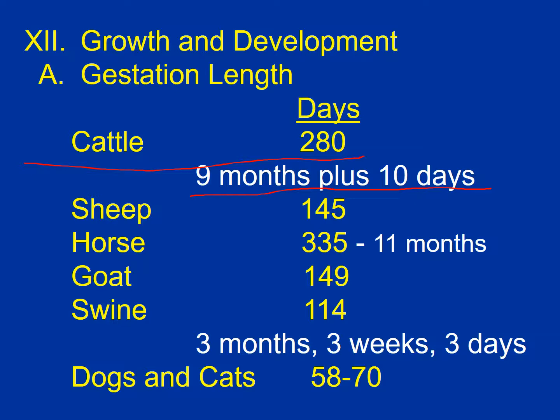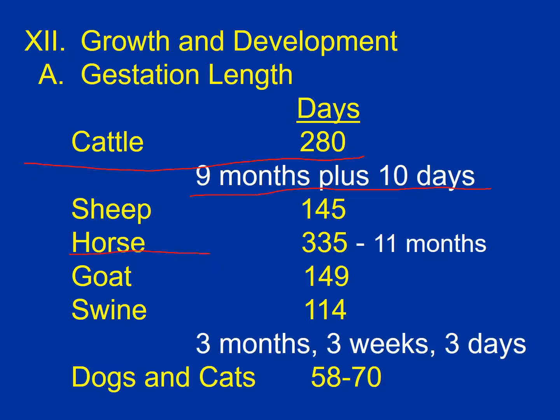In sheep, different breeds can have different gestation lengths. Also, within a breed, there is genetic variation in gestation length too. So here we have averages, but realize that there can be genetic variation within species and genetic variation within breeds.